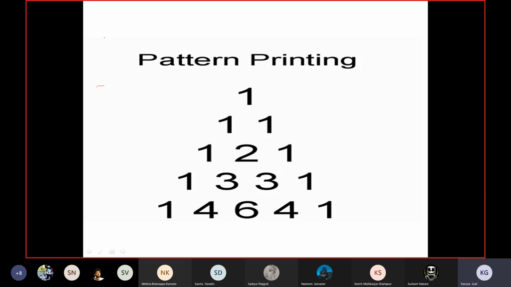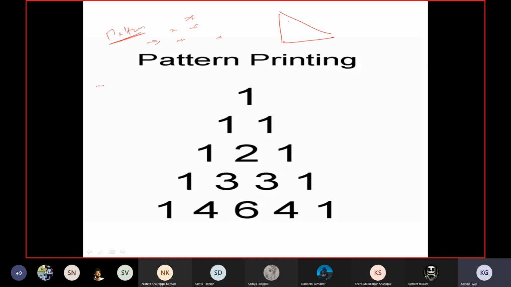Pattern printing. Very good. Okay, pattern printing, right? So we printed the pattern there. We had star printing, I mean, a star was given, so we were supposed to print a pyramid of the star. Okay, so in a different kind of pyramids.